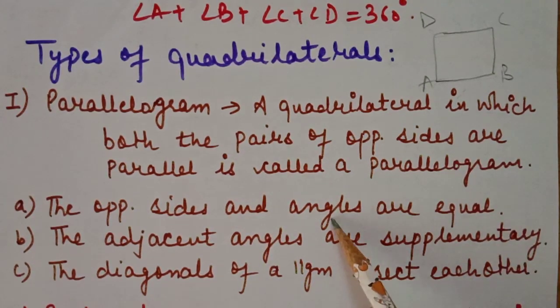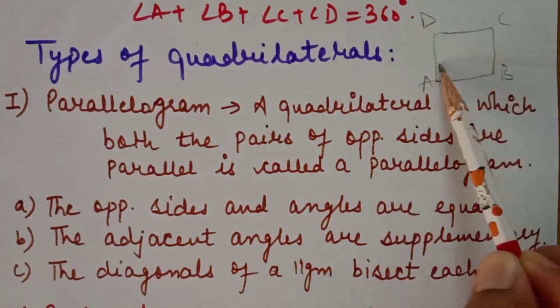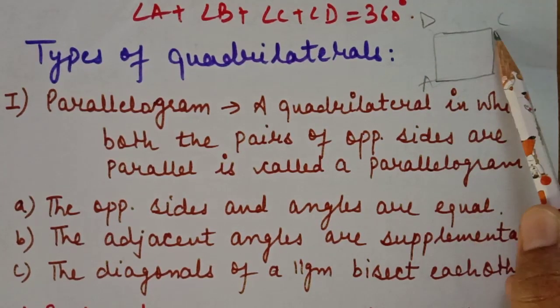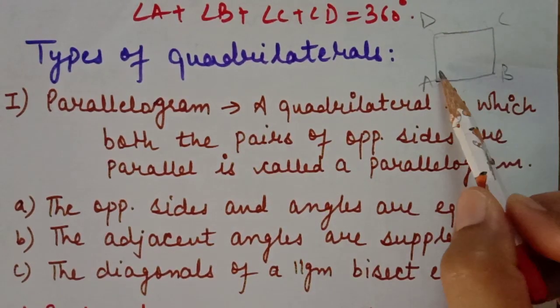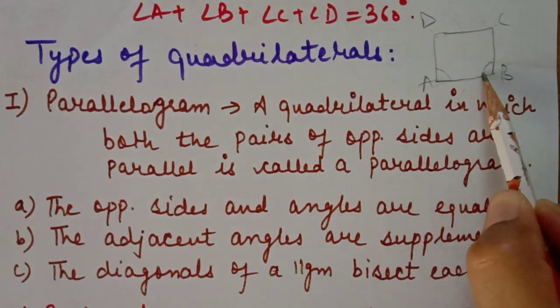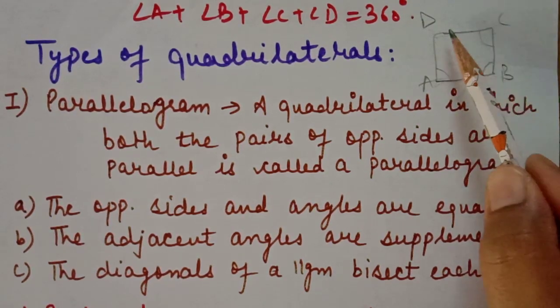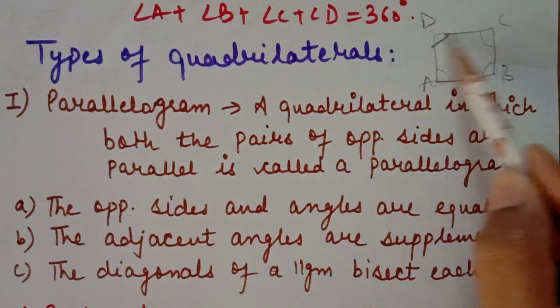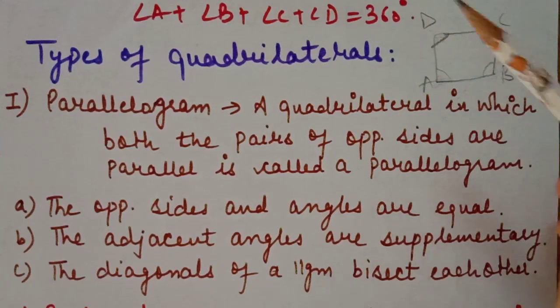Other properties of a parallelogram are that the opposite sides and the angles are equal. Opposite sides are parallel, we already discussed, but opposite sides are also equal in a parallelogram. Opposite angles are also equal: angle A is equal to angle C, angle B is equal to angle D. The adjacent angles are supplementary. Adjacent angles are supplementary means angle A plus B is equal to 180 degrees, angle B plus C is equal to 180 degrees, angle C plus D is also equal to 180 degrees, and A and D are also adjacent angles, so angle A plus angle D are also supplementary.